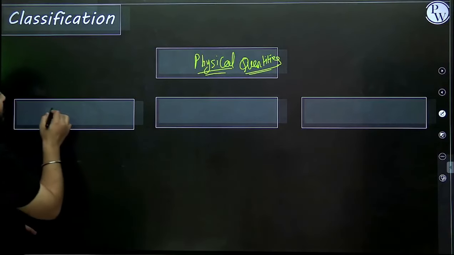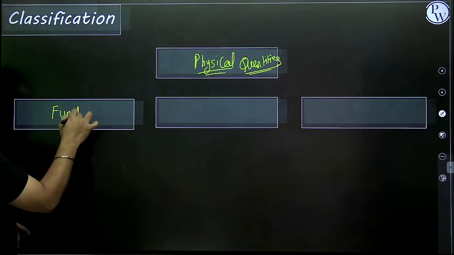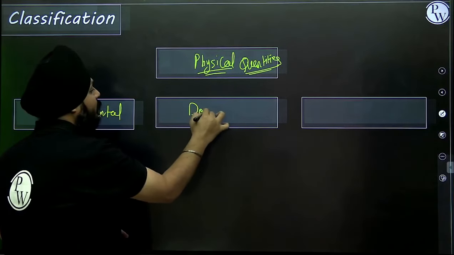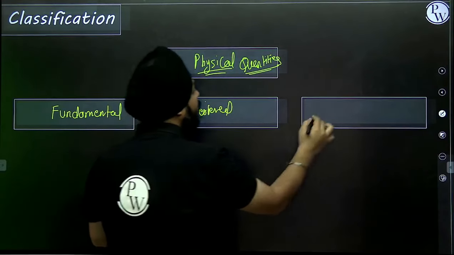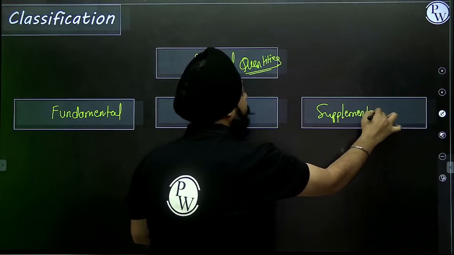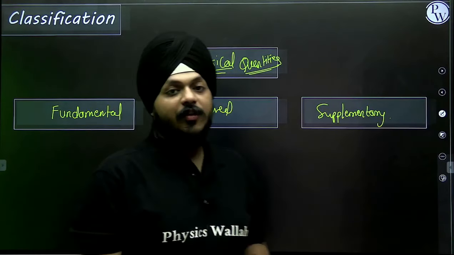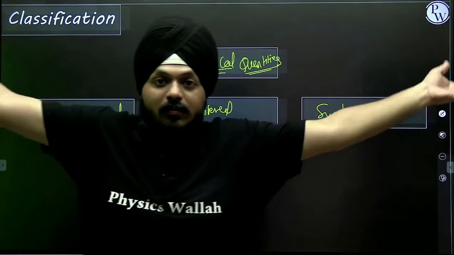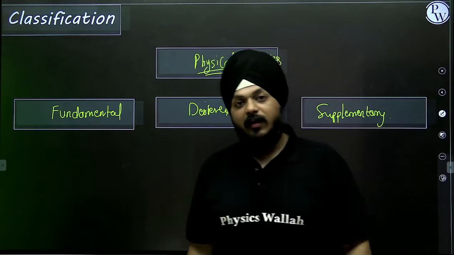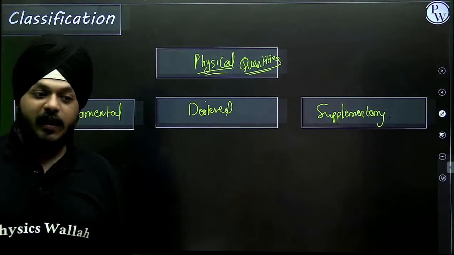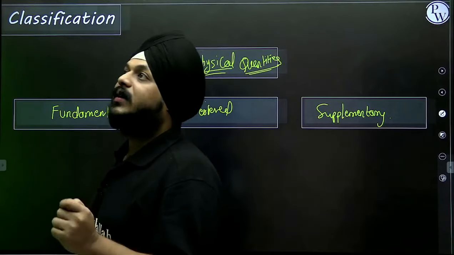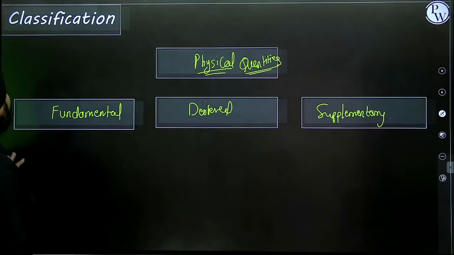So physical quantities. First one is the fundamental physical quantity. Second one is the derived. Third one is the supplementary. Why this fundamental? Why this derived? Why this supplementary? Can't we have a common thing in front of you all? Why have they been classified? As I said, physics is all about why and suppose. Why has it been done? So this is the classification.